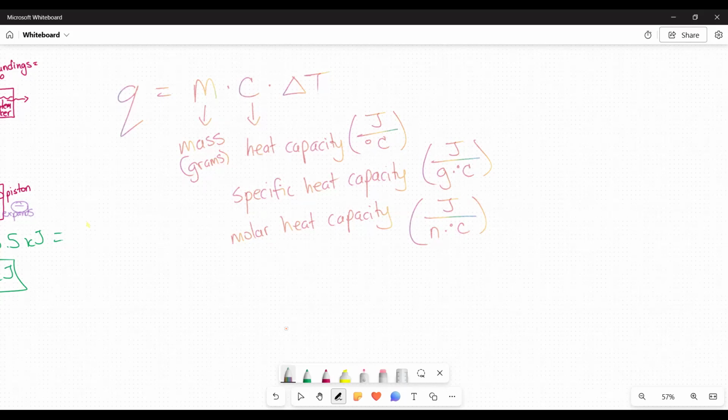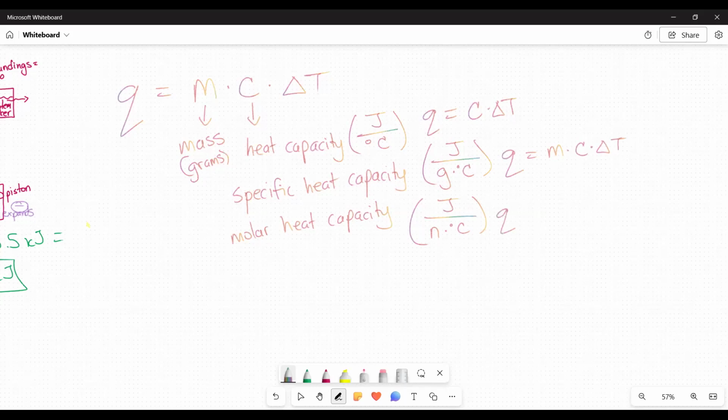They are all used Q equals MCΔT, except for heat capacity, that's just Q equals CΔT. So if we don't have mass anywhere in the question, then we don't use MCΔT, we just use CΔT. So specific heat capacity is Q equals MCΔT, which is the most common one that we use. That's the one that you've been using in lab for 2 weeks.